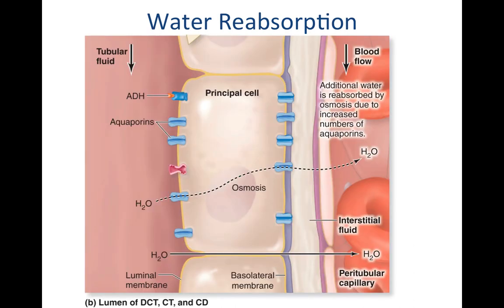And here's how that works. So here's, again, your principal cell. Principal cells are the ones with the receptors for ADH and aldosterone. This is only going to be found in the distal convoluted tubule, the collecting tubule, or the collecting duct. So here's ADH, antidiuretic hormone, bound to its receptor. And you have additional aquaporins that have been inserted into the membrane. And so more water is able to flow through the cell and then move into the blood.